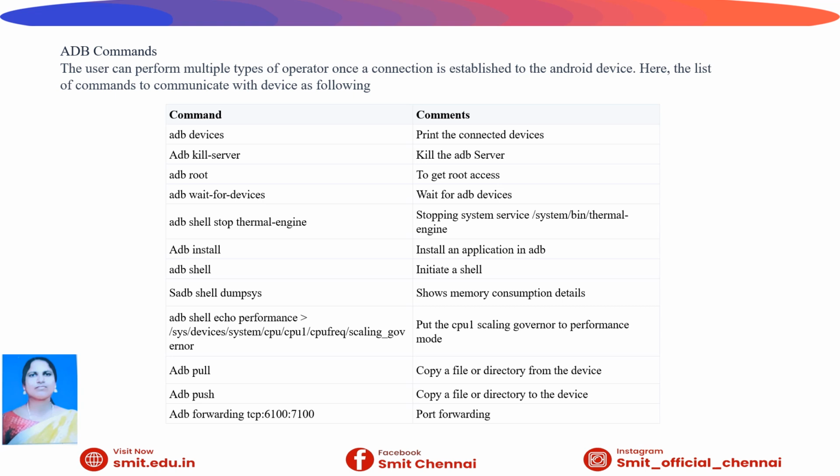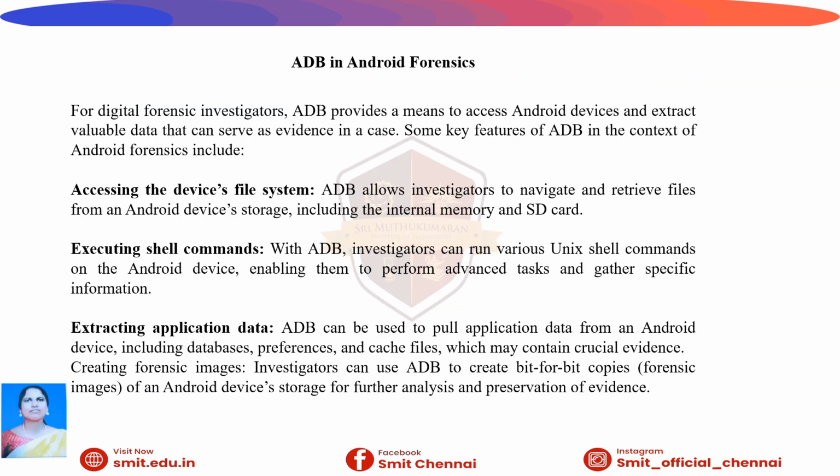The first one is adb devices, which prints the connected devices, and adb kill-server, which kills the existing ADB server. adb root gets root access, and adb wait-for-device waits for the device. adb shell stop thermal-engine stops a system service, and adb install is used to install an application. adb shell initiates the shell, adb pull copies a file or directory from the device, and push copies a file or directory to the device. For port forwarding, we are using TCP 6100 to 7.